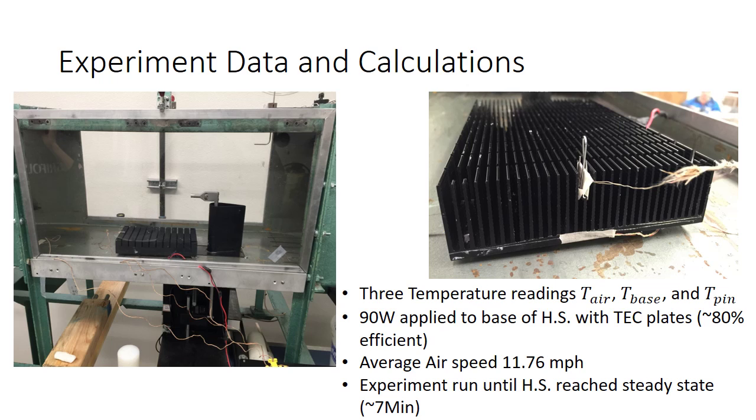So for our experiment, we put our heatsink inside the wind tunnel, so we would have a constant air velocity, which came out to be 11.76 miles per hour, and then hooked up some TEC plates to the bottom of the heatsink, which we calculated from other experiments gives about 80% efficiency as a resistance heater. The experiments we ran, we let them go until the heatsink reached steady state, which happened in about seven minutes.